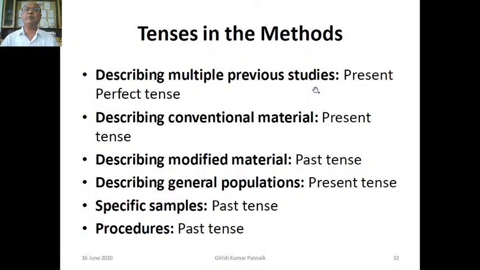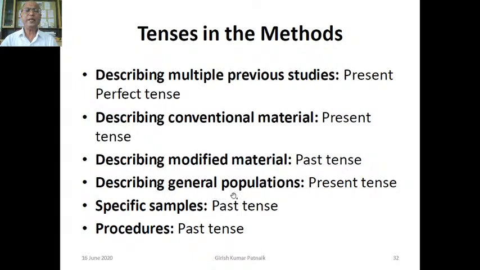It is the present perfect tense. Because whenever you want to write a method, first you would like to say that, as far as the literature is concerned, so and so have done so and so. Right? Because that is your base paper. So at that time we will be using the present perfect tense. Then describing conventional material is working here. Then modified material, which is a past tense.